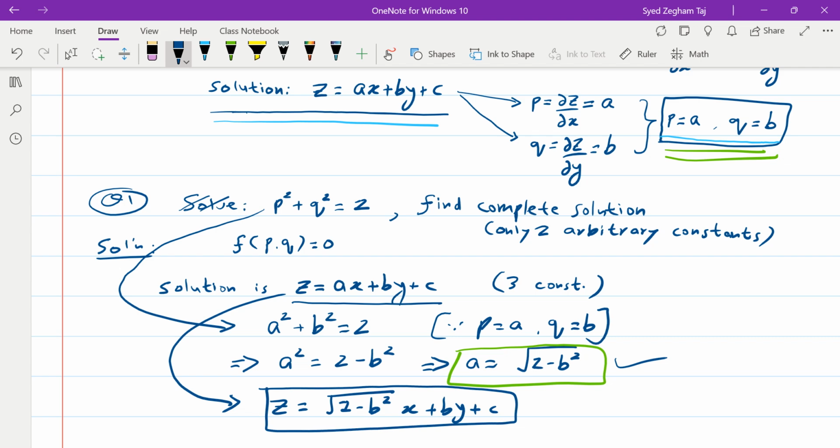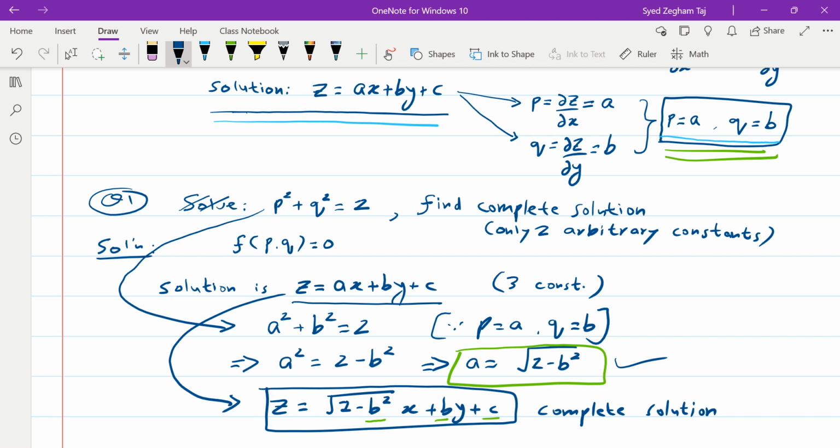Now, is it my complete solution? What is my complete solution? Complete solution should contain only two arbitrary constants. Now, do I have only two arbitrary constants here? Of course. Here I have only b and I have c. So only two arbitrary constants we have, and therefore we can conclude that yes, this solution is my complete solution. The name of this solution is complete solution.